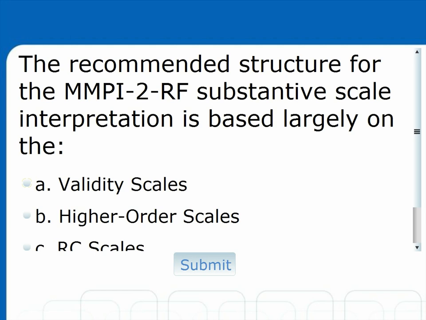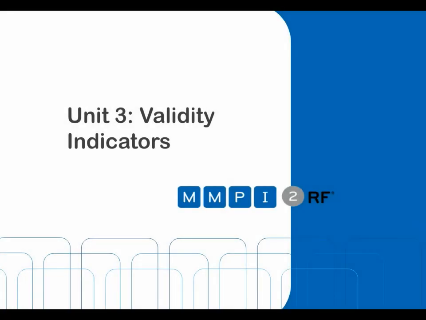As we discussed earlier, the MMPI-2-RF is organized hierarchically in terms of the substantive scale structure, and by extension, the interpretation of the substantive scales is organized hierarchically, where the first and most prominent scales interpreted are the higher order scales, those scales at the top of the hierarchy. In Unit 3, we'll be discussing interpretation of the validity scales.